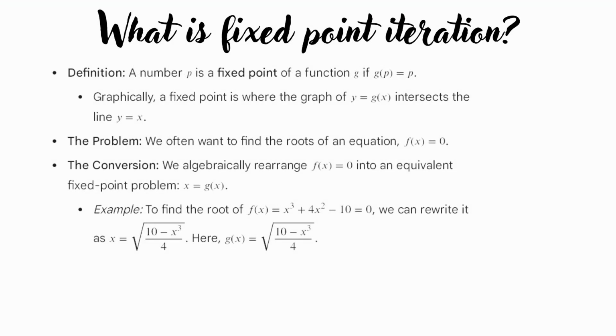First, let's define what a fixed point actually is. A number p is a fixed point of a function g if g(p) equals p. In simpler terms, when you plug p into the function g, you get p back. Graphically, a fixed point is where the graph of y equals g(x) intersects the line y equals x. Why is this the case? At the intersection point, the y value of g(x) is the same as the x value, which means g(x) equals x.